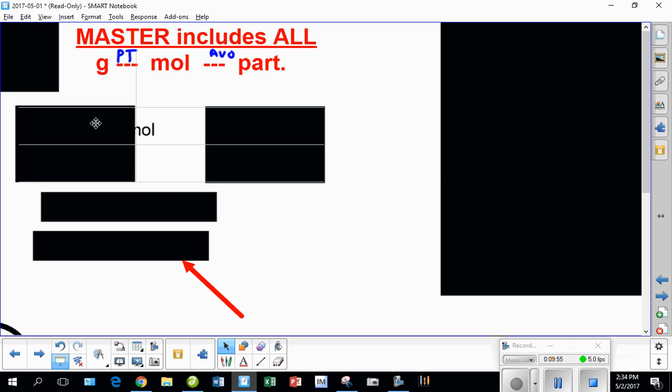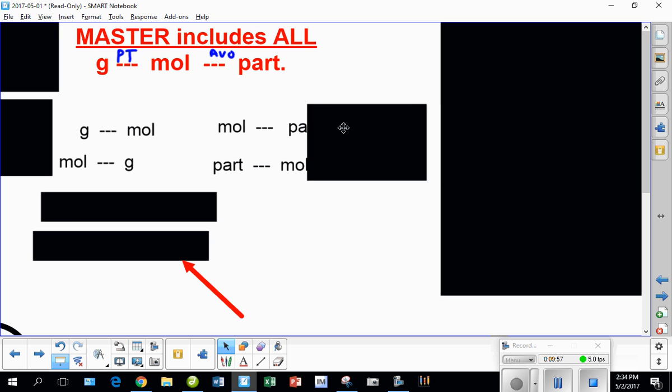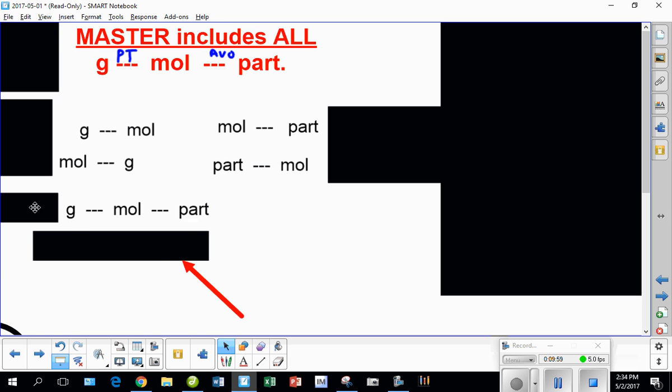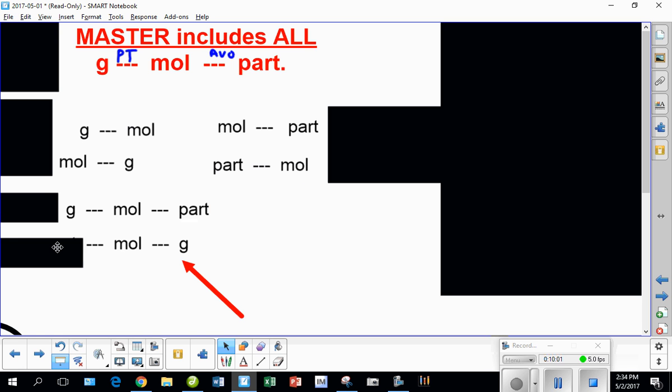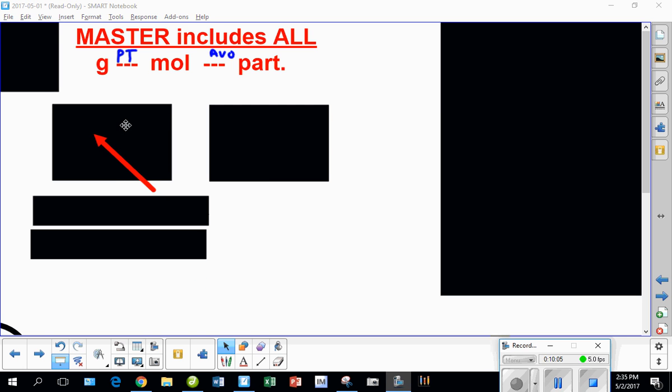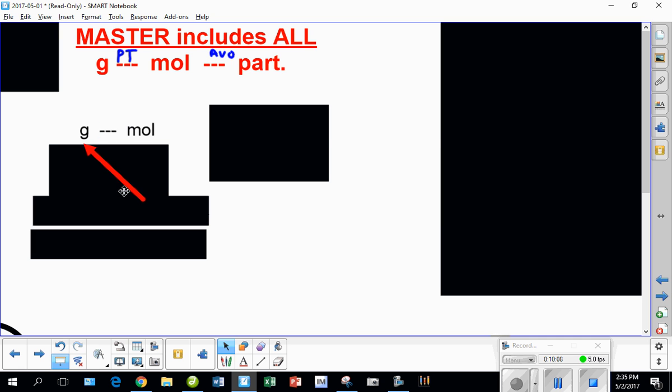I'm going to uncover everything so you know what you're going to be copying. Don't try to copy them right now. This just tells you how they're laid out. First thing, the arrow will always point to the given.